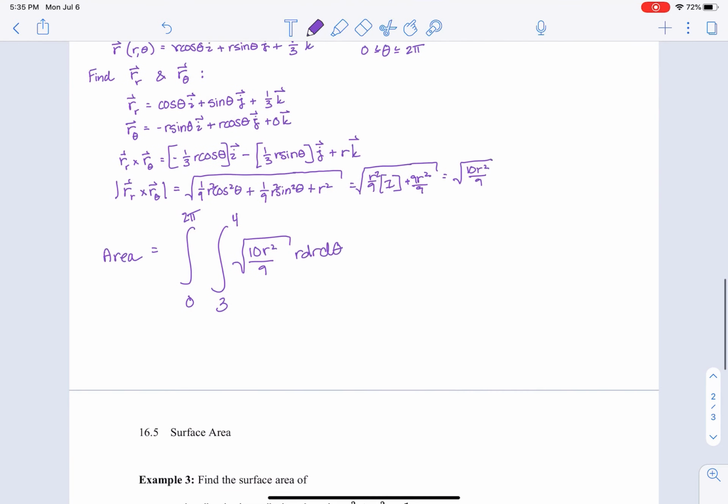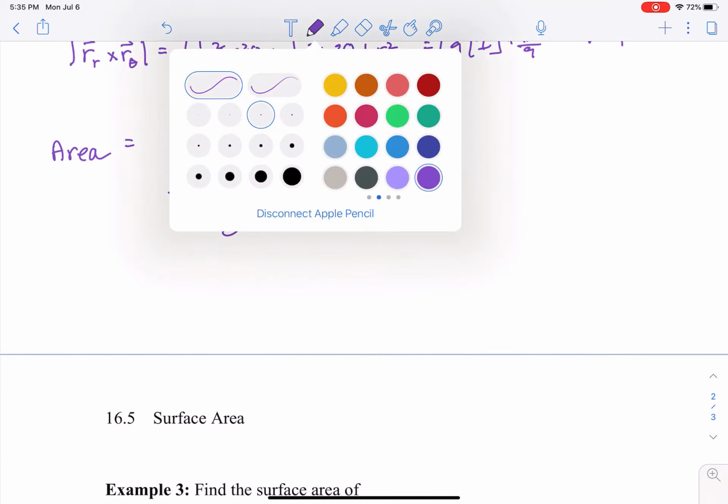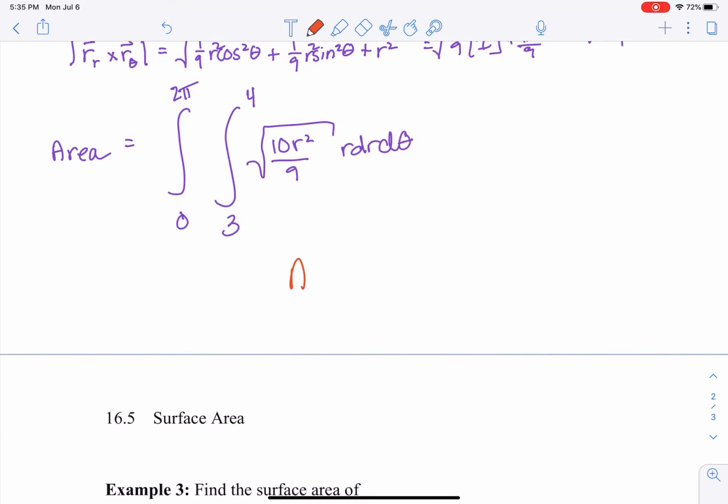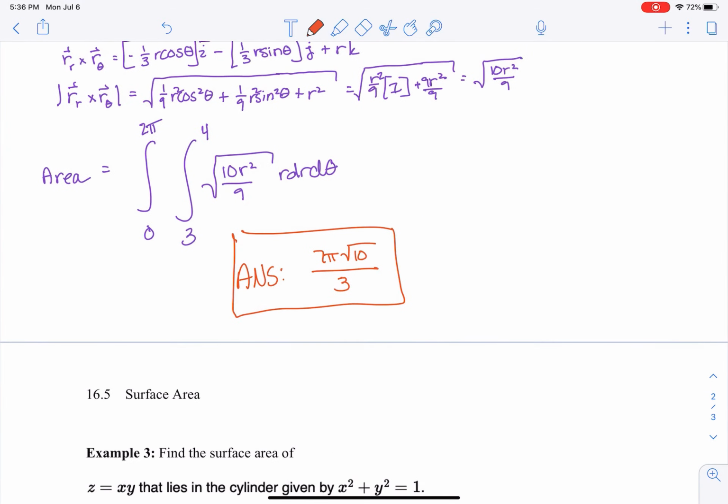Now if you're looking for the answer to check your work, the answer you're looking for, the surface area of this shape, is 7 pi square root of 10 over 3. So that's what the evaluation comes out to be.